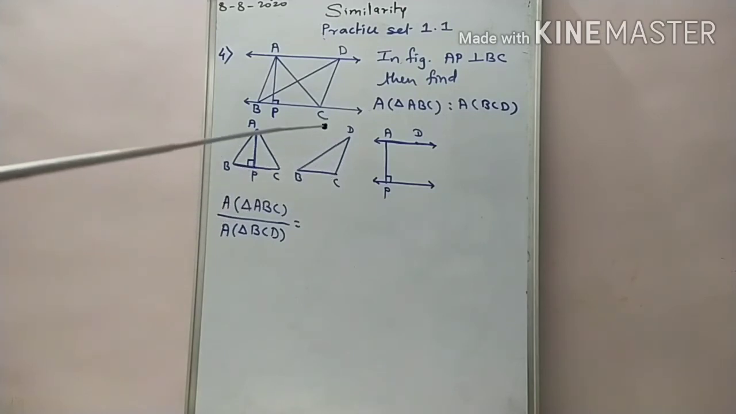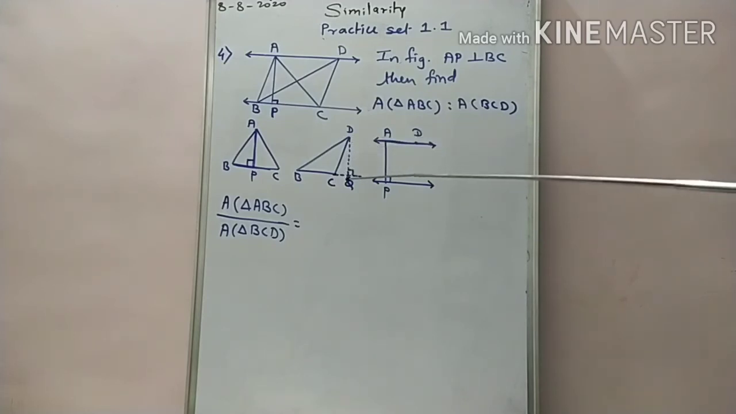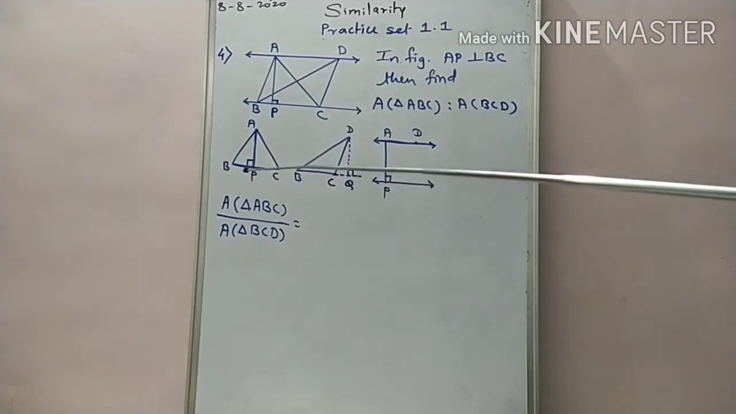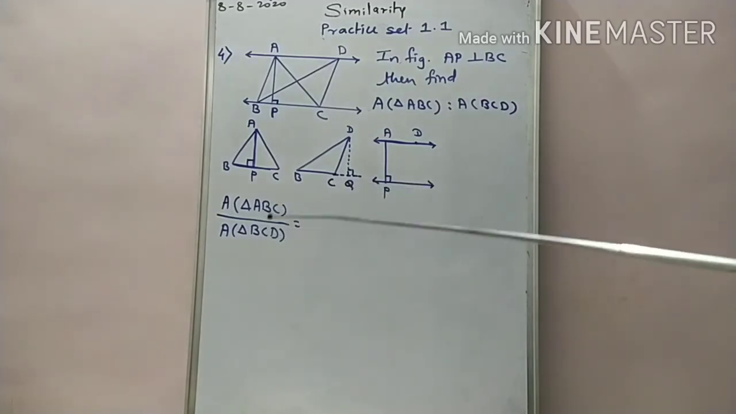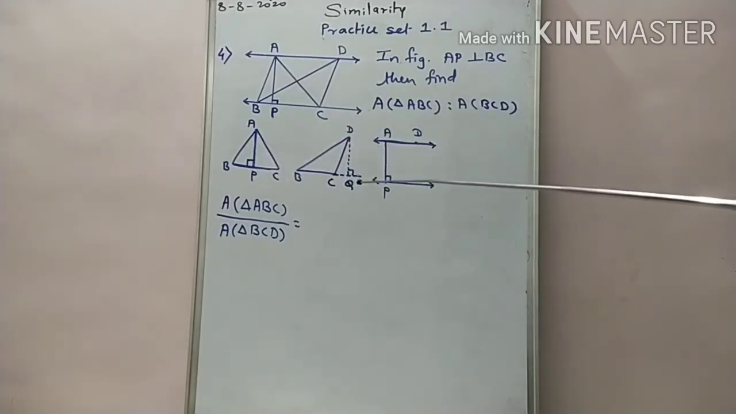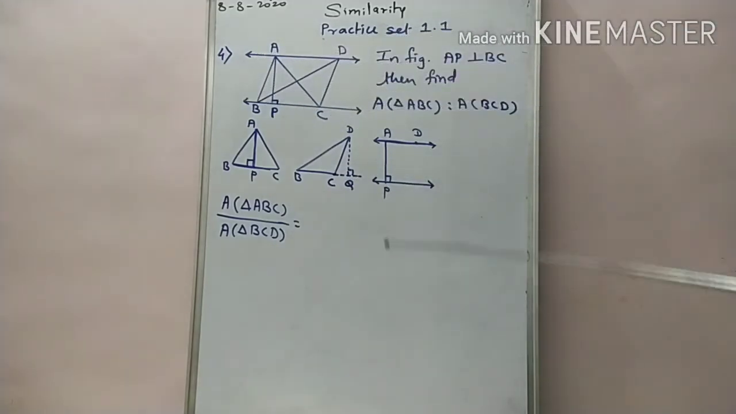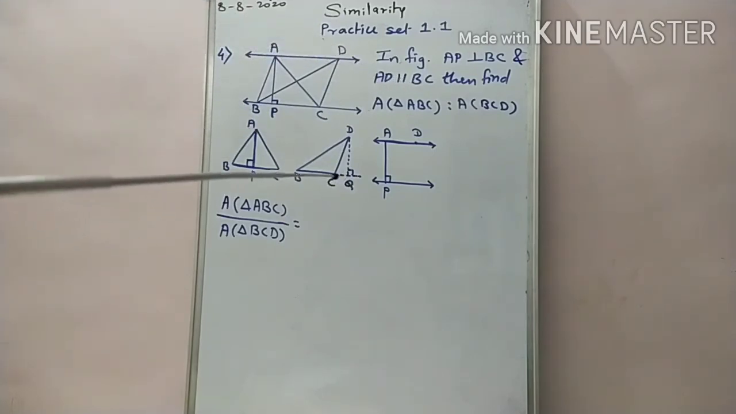Here we imagine that perpendicular as DQ, which is perpendicular on BC. If two triangles have an equal base, then the ratio of the areas of the two triangles equals the ratio of their corresponding heights, and the corresponding heights are AP and DQ. But also, it is given in the question that AD is parallel to BC.